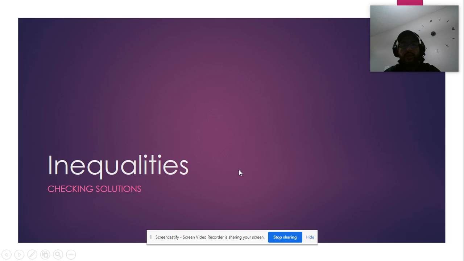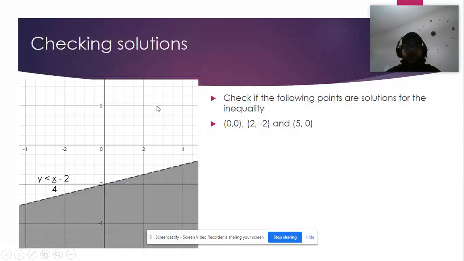Okay, today we're going to learn how to check the solutions when we have inequalities. Let's start with this example. We've got the graph for my inequality, y less than x divided by 4 minus 2. And I want to check these 3 points to see if they are part of the solutions or not.